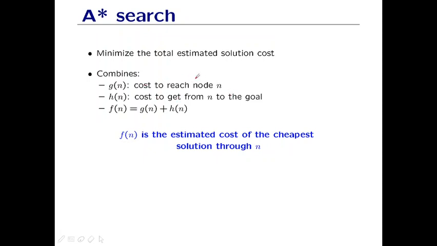So when you reach node n, the cost to reach node n is g(n), and the cost from n to your goal is h(n). So f(n) is the estimated cost of the cheapest solution, that means the cheapest path, or the smallest path to a goal. That means you combine g(n) and h(n).